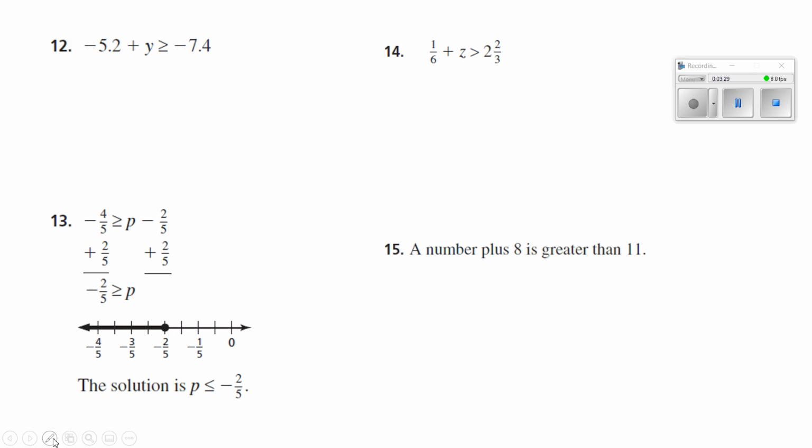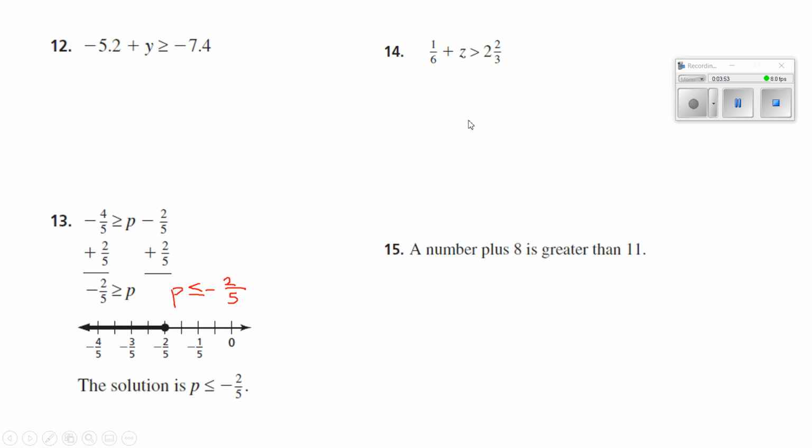I could go ahead and write this the other way. So I can follow my arrow and make this p is less than or equal to, I've got to turn that around, -2/5. And now I can follow my arrow. Arrow's pointing this way, so my line will go this way. It's going to be equal to it, so I shade in my dot.